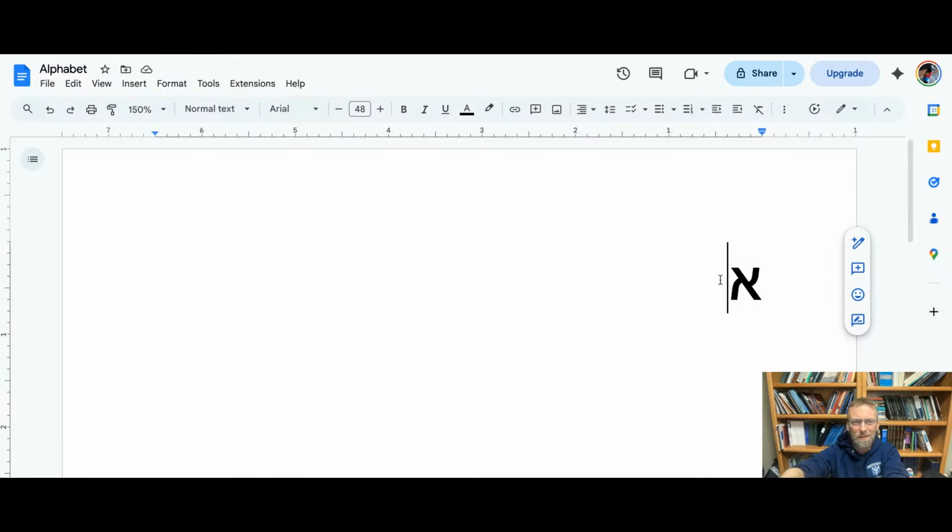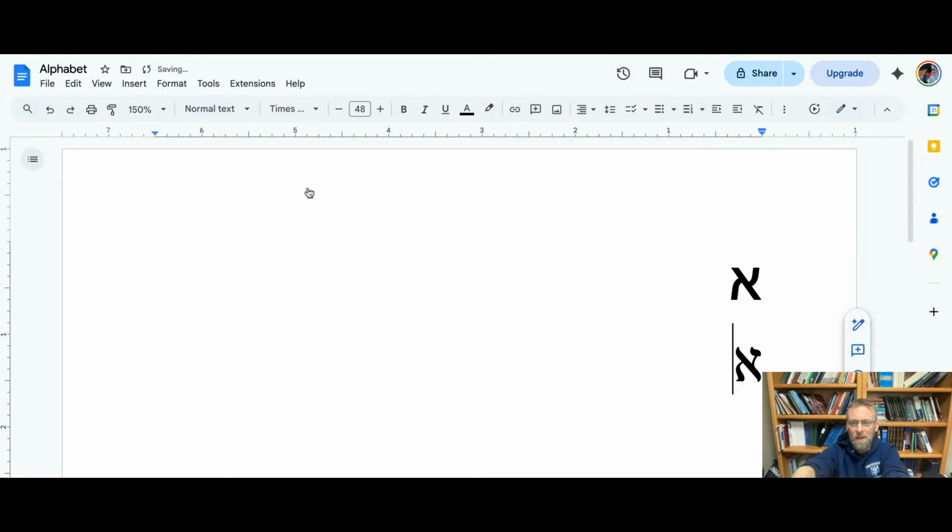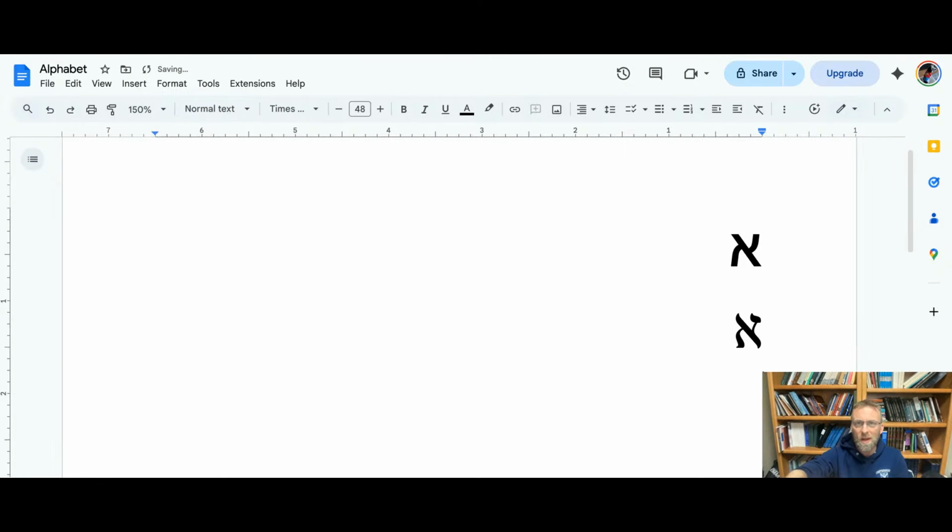I'm using the Arial font here, just so you're aware, because the Arial font more closely resembles how we would write these letters by hand. Whereas if I go over to Times New Roman, that is what it's going to look like when it's printed.